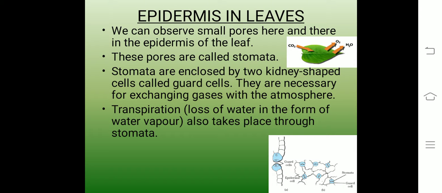Epidermis in leaves. If we observe leaves, we will find that there are many pores present in the epidermis of the leaf. These pores are called stomata. Stomata are the pores which are helpful in the exchanging of gases like oxygen, carbon dioxide, and water vapors with the atmosphere. These stomata are enclosed by two kidney-shaped or bean-shaped cells called guard cells.